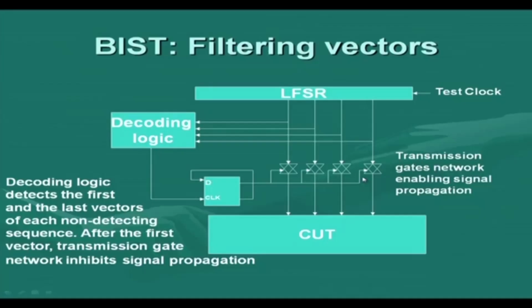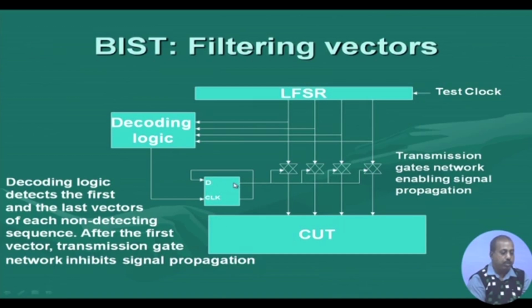So, the transmission gate network is there. Now, this decoding logic is designed in such a fashion that it will detect the first and the last vectors of each non-detecting sequence. After the first vector, the transmission gate network inhibits the signal propagation. Initially this flip flop is set to 1. As a result, this transmission gate network will be on. So, whatever pattern is generated by the LFSR will come to the circuit. But the decoding logic is also continually looking into the patterns generated by the LFSR, so when it sees that the next few patterns will not detect any new fault, what will it do? It will give a clock pulse to this flip flop.